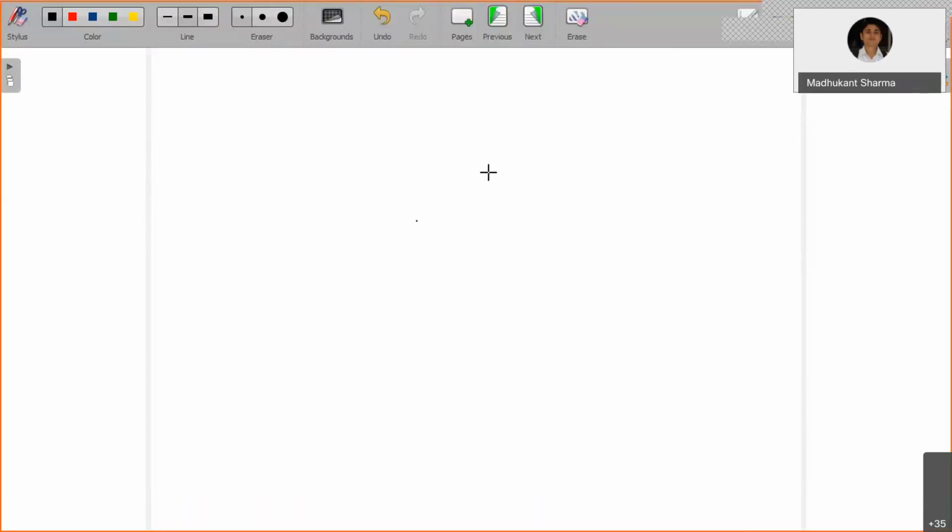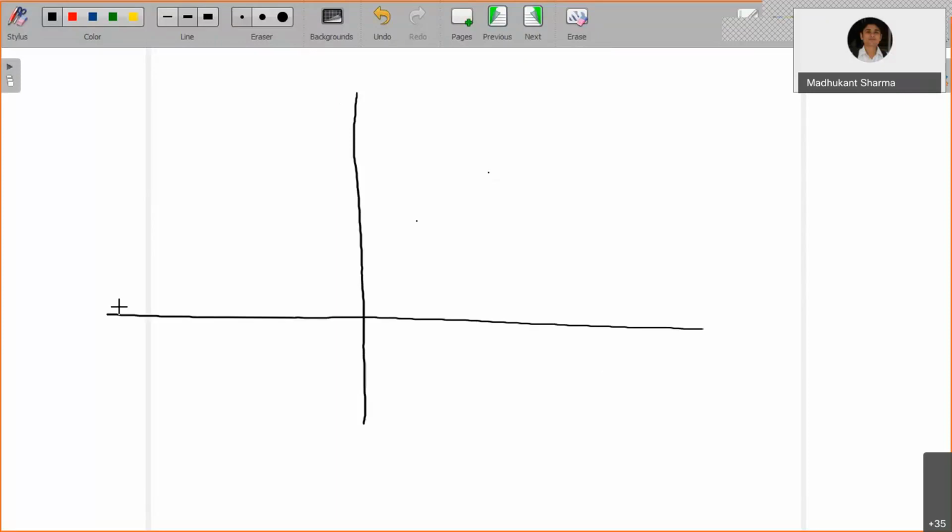Very good morning. So yesterday we started to understand how to estimate the area under the curve bounded by the lines x equals a, x equals b, and the x-axis, and the curve y equals f of x. So this is your x equals a, this is your x equals b.